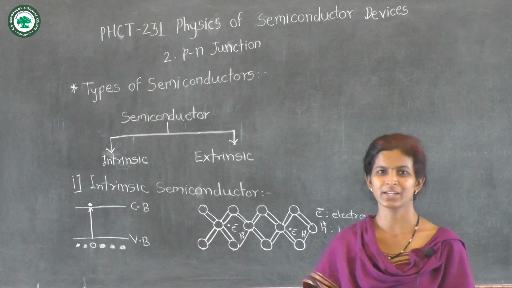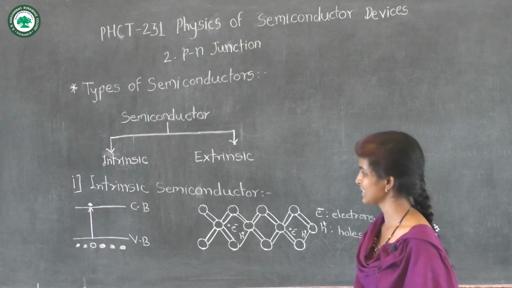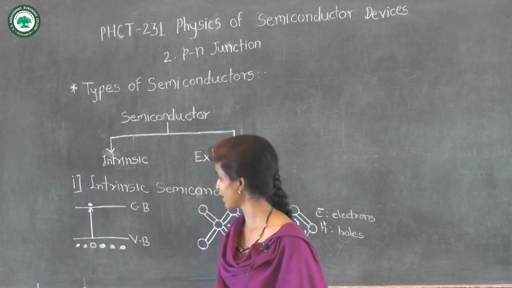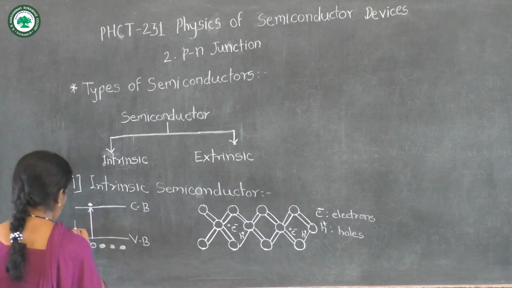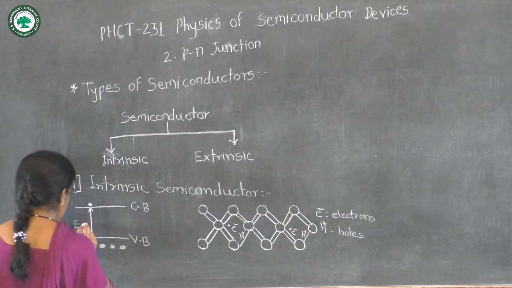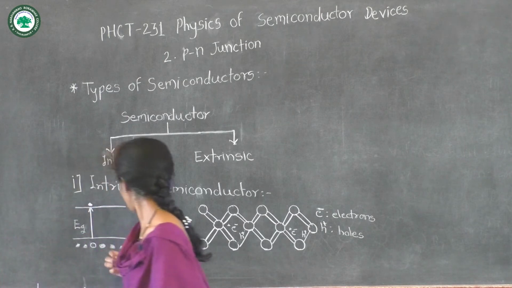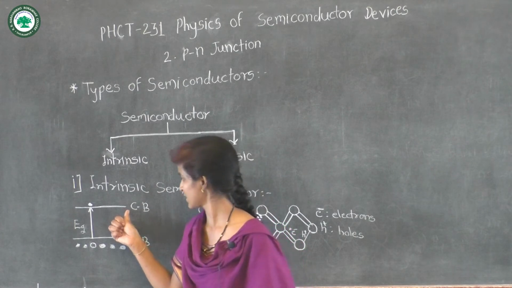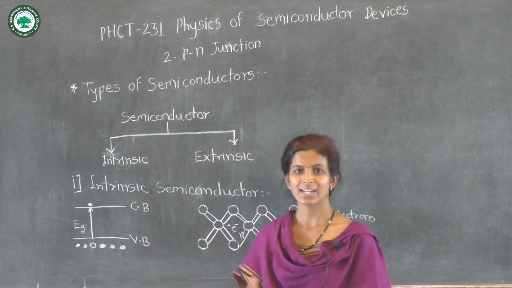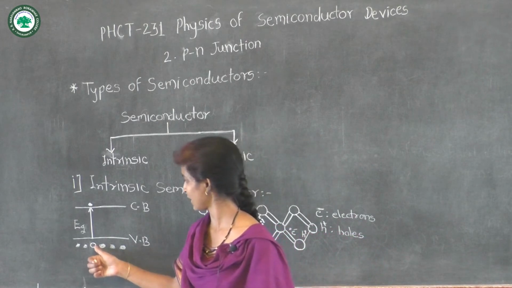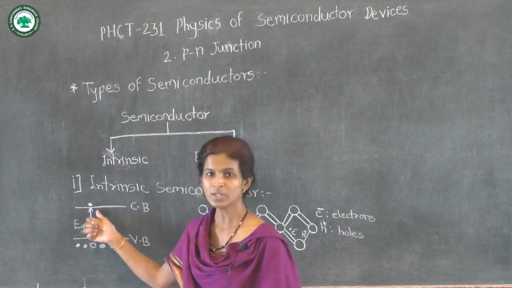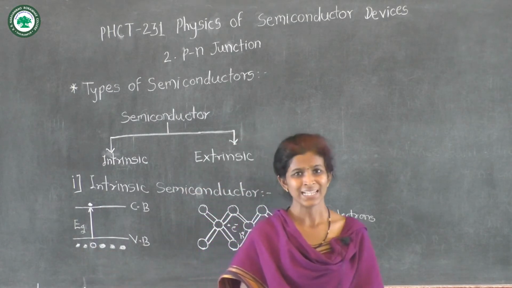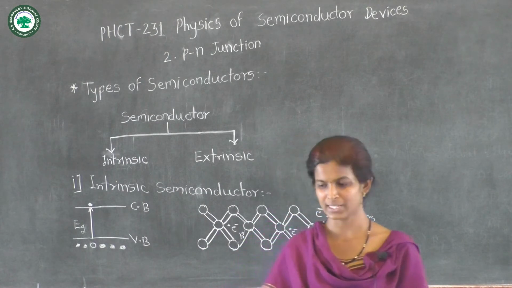In intrinsic semiconductor, when temperature rises, the electron from valence band makes transition to conduction band through the band gap, which is denoted by Eg. This is the valence band edge denoted by Vb, and this is the conduction band edge denoted by Cb. After the rise of temperature, the electron makes transition from valence band to conduction band, leaving a hole in the valence band. Hole is nothing but the deficiency of electron.